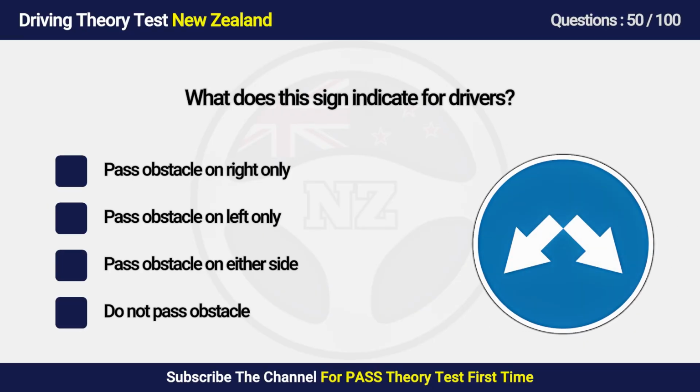A. Pass obstacle on right only. B. Pass obstacle on left only. C. Pass obstacle on either side. D. Do not pass obstacle.